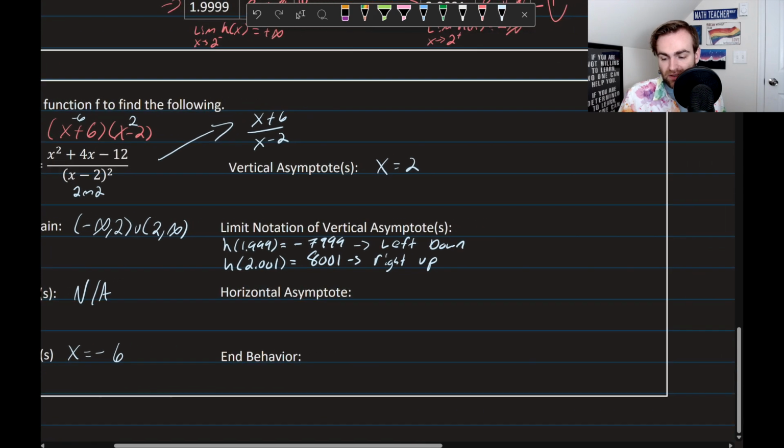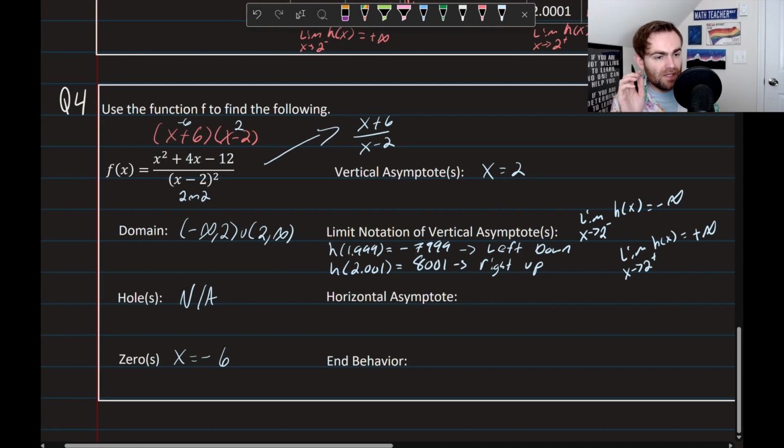So to write our limits, the limit as x approaches 2 from the left of h of x, left is down, negative infinity. The limit as x approaches 2 from the right of h of x is equal to positive infinity. Horizontal asymptote, we have the same degree in the numerator and denominator, and the leading coefficient would be 1 over 1, so that would be y equals 1.